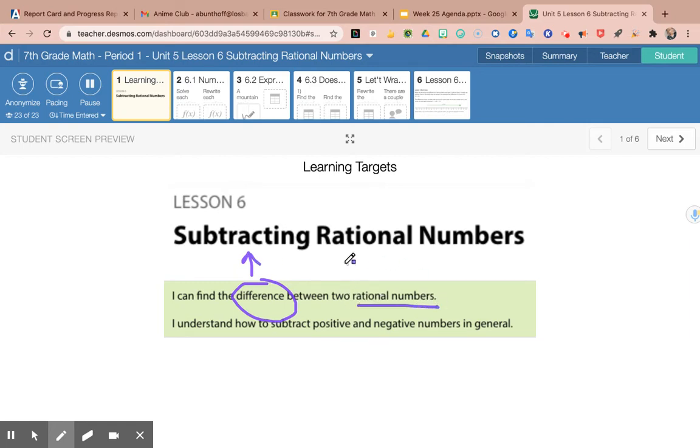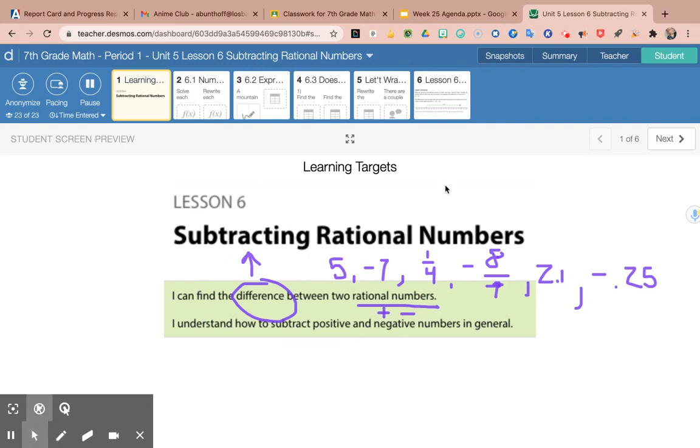Rational numbers are whole numbers like 5 and -7, so whole numbers, both positive and negative. Rational numbers are also fractions like 1/4 and -8/7, so they could be positive or negative fractions. And decimals are also rational numbers, decimals like 2.1 or even -0.25. So rational numbers are pretty much all the numbers we know of right now: whole numbers, fractions, and decimals, and they can be positive or negative. So you want to know how to subtract all these different kinds of numbers.